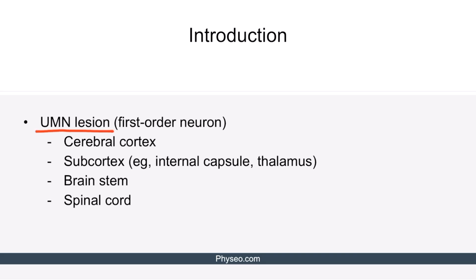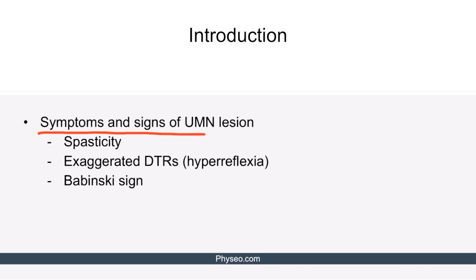The upper motor neuron lesion is a lesion to the first-order neuron in the corticospinal tract. This lesion can be located in the cerebral cortex, subcortex, such as the internal capsule or thalamus, brainstem, or spinal cord. The symptoms and signs of the upper motor neuron lesion include spasticity and exaggerated deep tendon reflexes, or hyperreflexia. Babinski's sign can also be detected in the setting of a UMN lesion.